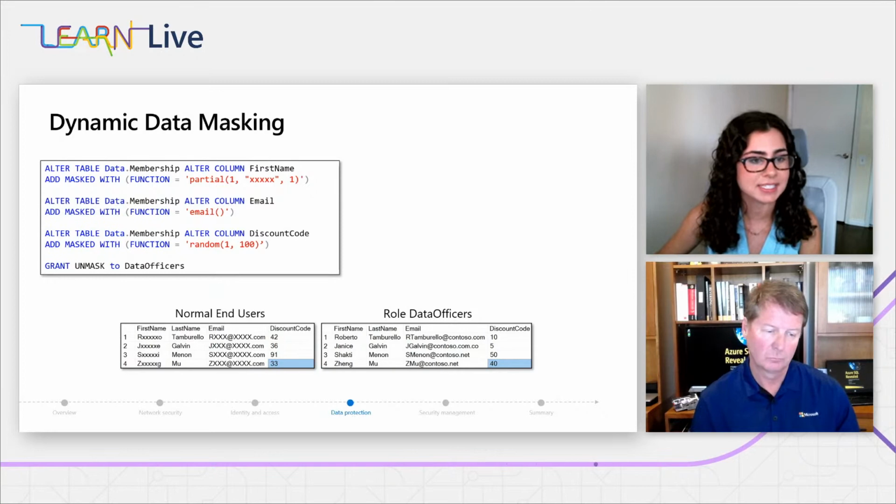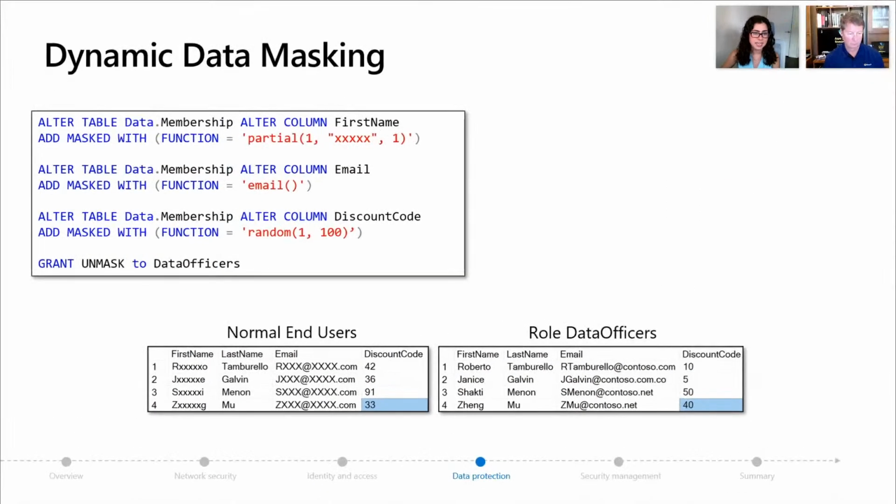So from a select statement, what you're going to see here is what a normal end user would see. And one thing to note is that you are seeing random values in that discount code. And then the role data officers are able to see everything that they need to see.